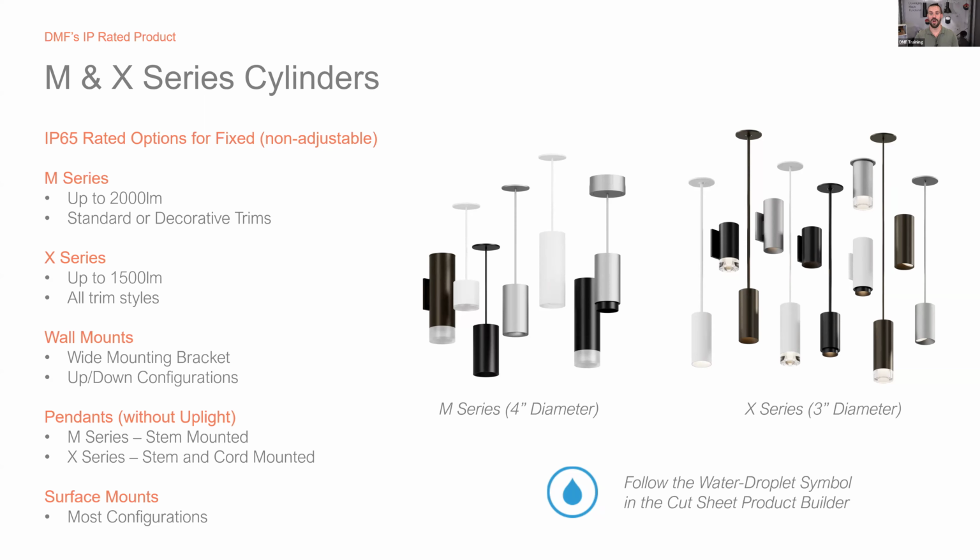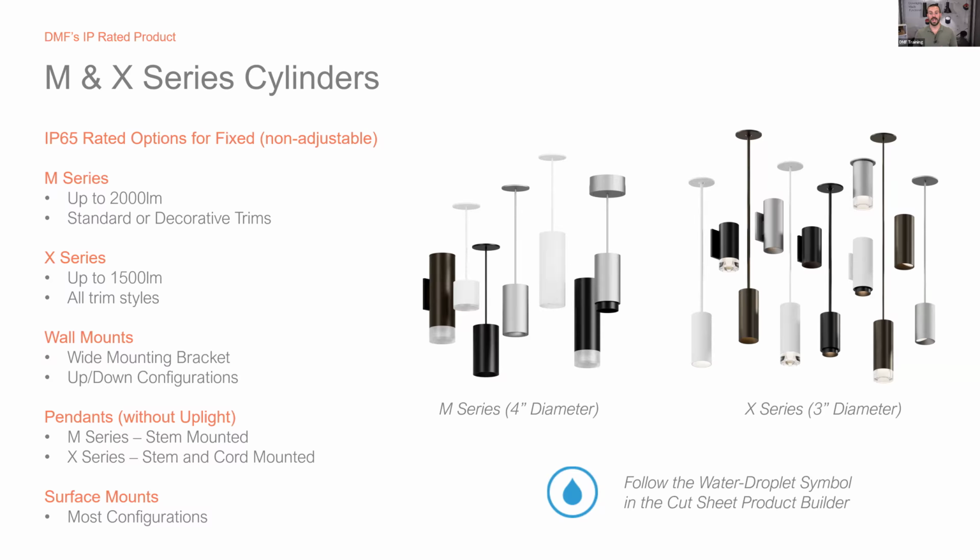Our pendants are available without the uplight, so we have a downlight configuration in a number of different sizes and lengths. The M series is available with the stem mount, and the X series has stem and cord mounted options. And then our surface mounts, most of those configurations are able to be done in a wet listed option because they're surface mounted to the ceiling. It's a little bit simpler in a lot of ways. We just have to worry about the bottom trim being IP65 rated.